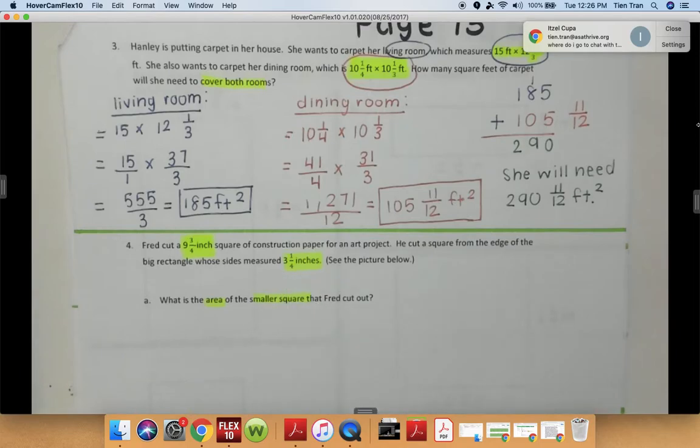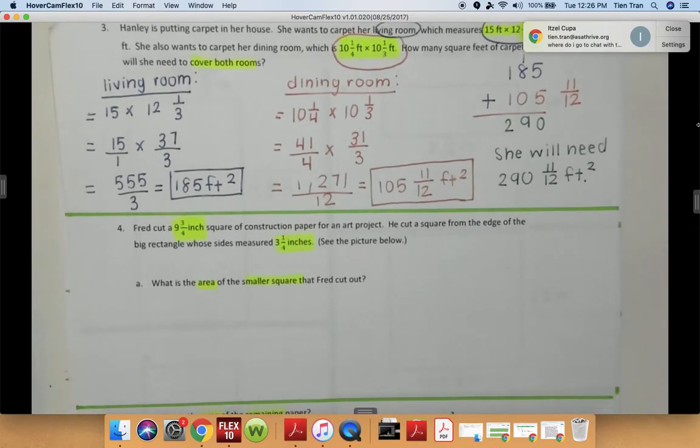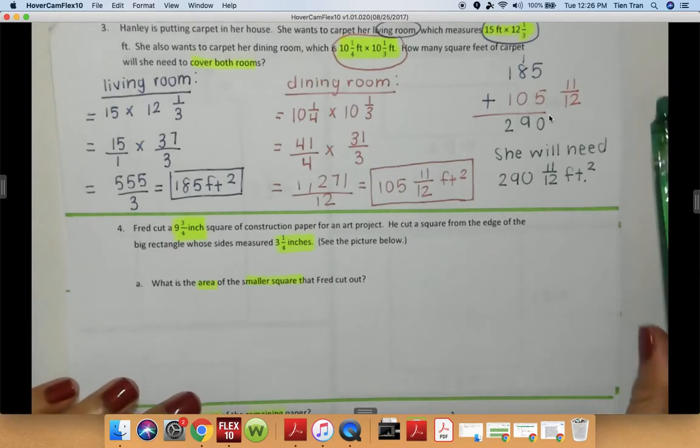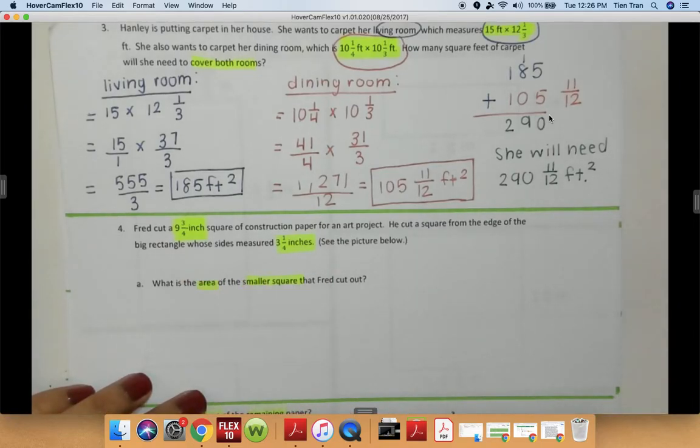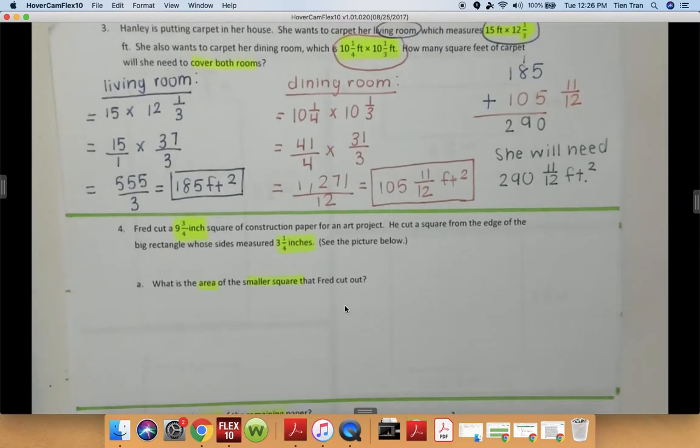Now, for problem 4, it says Fred cut. Let me close that. I will explain to her later. Number 4, Fred cut a 9 3/4 inch square of construction paper for an art project. He cut a square from the edge of the big rectangle whose sides measure 3 1/4 inches. See the picture below. What is the area of the smaller square that Fred cut out? So I need to figure out what is the smaller square that he cut out.